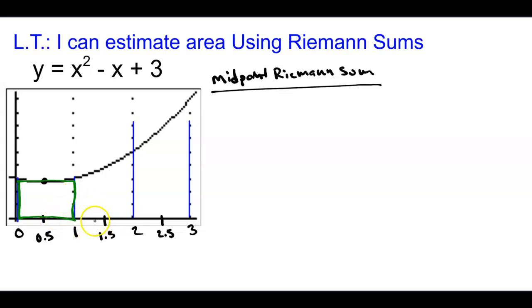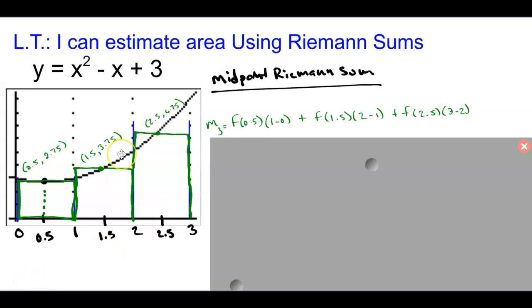And then I'm going to use the midpoint of the second interval, so the midpoint between 1 and 2 is 1.5. And if I go straight across at 1.5, you can see I create a new rectangle. And then finally at 2.5, we'll create the third rectangle. To find the height, we have to figure out what the output is. So I'm going to put 0.5 into the function for x, and we're going to find the output for each one. You can go ahead and do that now.